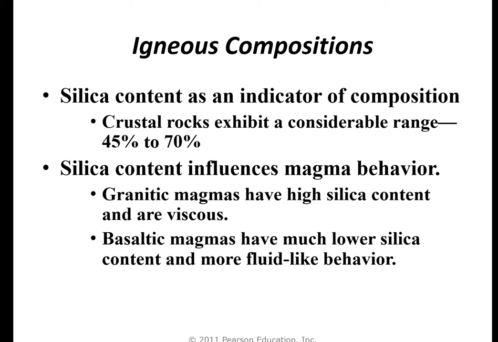Silica content is an indicator of composition, as rocks out of the crust exhibit a considerable range of 45 to 70% of silica. Silica content influences magma behavior. Granitic magmas have high silica content. Basaltic magmas have a much lower silica content and more fluid-like behavior.